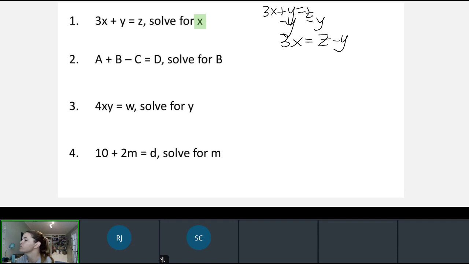Not multiply. So right now, this is 3 times x. So it's already being multiplied. Good, yeah, exactly. We're going to divide everything by 3. Divided by 3. And that's it.